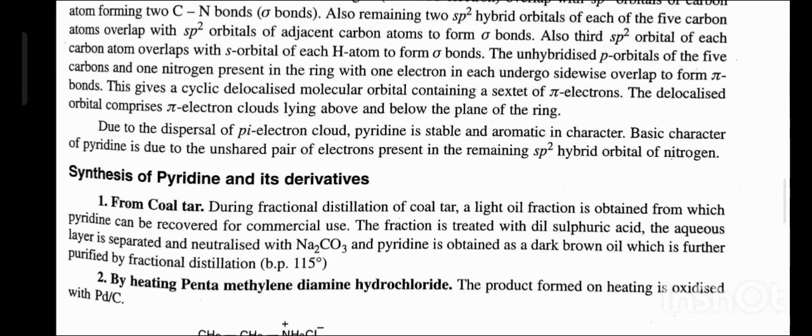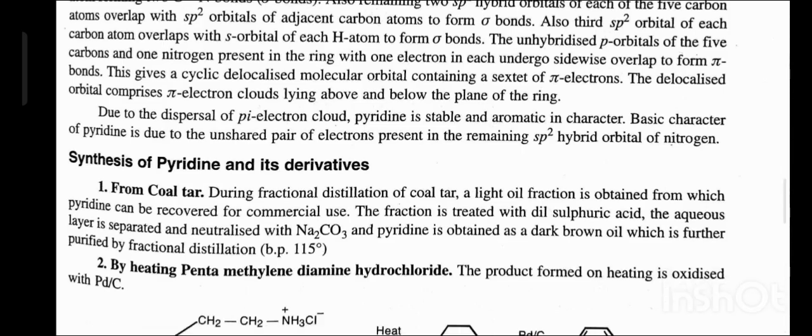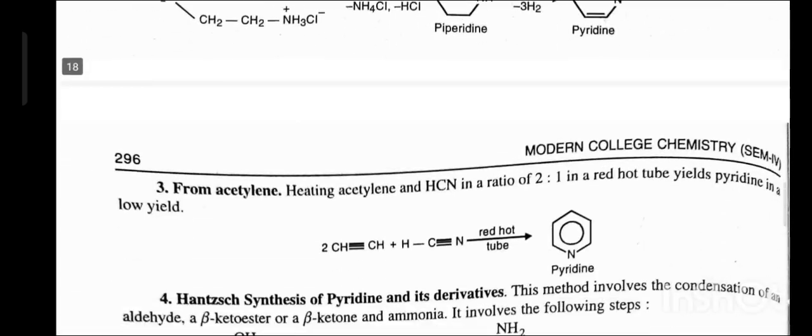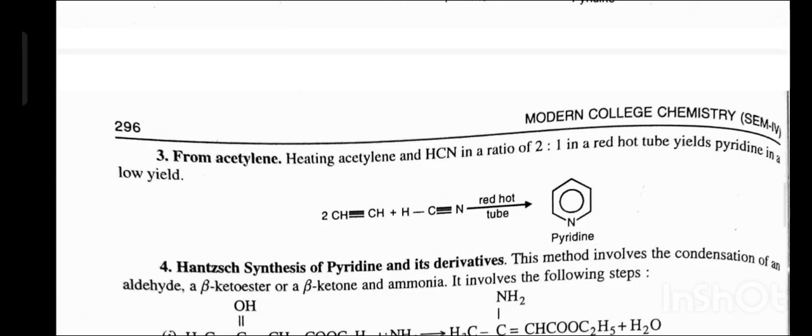Synthesis of pyridine and its derivatives. First, from coal tar. During fractional distillation of coal tar, a light oil fraction is obtained from which pyridine can be recovered for commercial use. The fraction is treated with dilute sulfuric acid. The aqueous layer is separated and neutralized with Na2CO3, and pyridine is obtained as a dark brown oil, which is further purified by fractional distillation. Second, by heating pentamethylene diamine hydrochloride. The product formed on heating is oxidized with palladium and carbon. Third, from acetylene. Heating acetylene and HCN in the ratio 2:1 in a red hot tube yields pyridine in low yield.